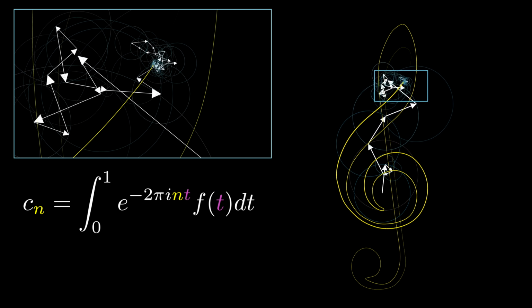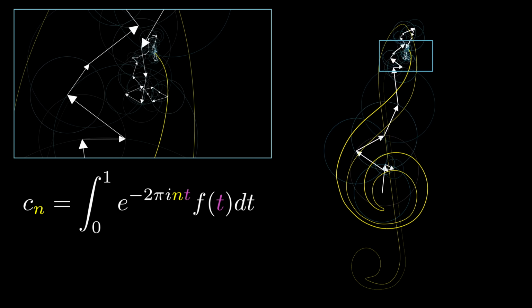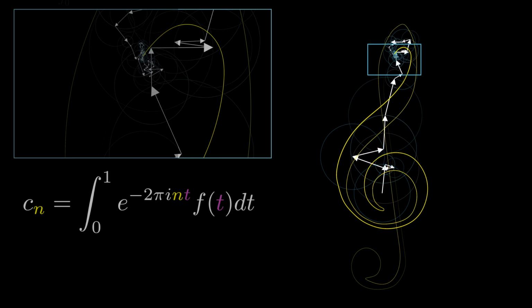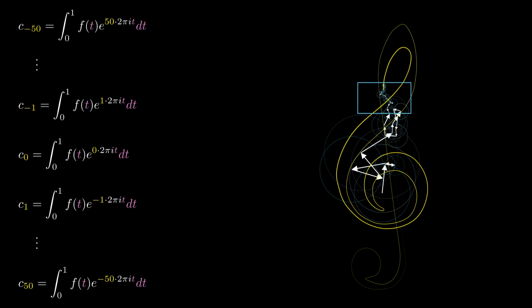So when I'm rendering these animations, that's exactly what I'm having the computer do. It treats the path like a complex function, and for a certain range of values n, it computes this integral to find the coefficient c of n.